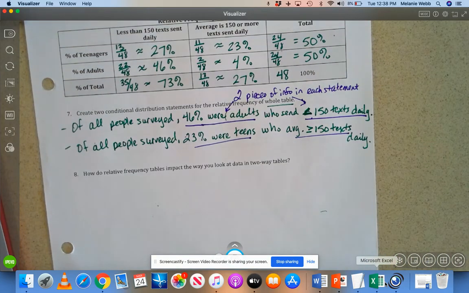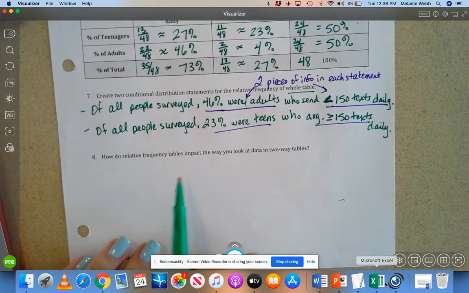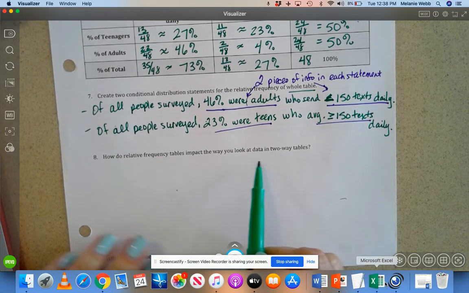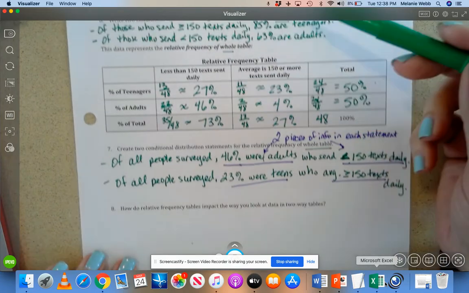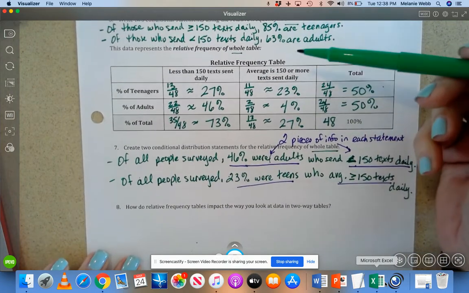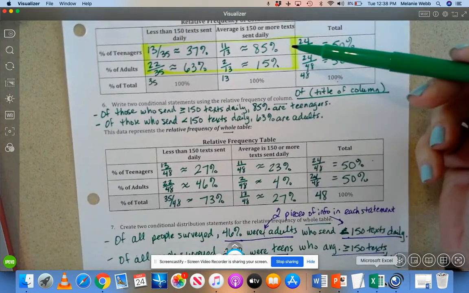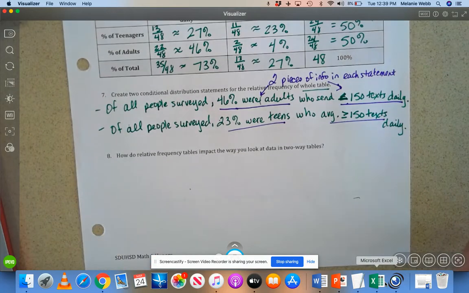Okay, so how do relative frequency tables impact the way that you look at data in two-way tables? You can really see that based on what you want to emphasize, you can look at percentages in different ways, and it's going to sort of skew the information to what you're trying to convince someone of.